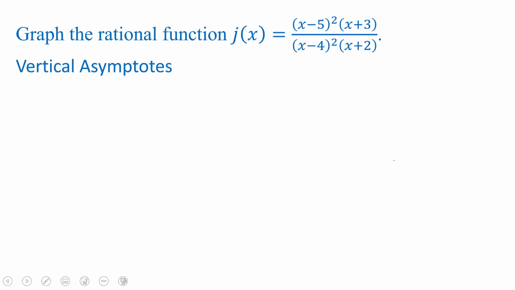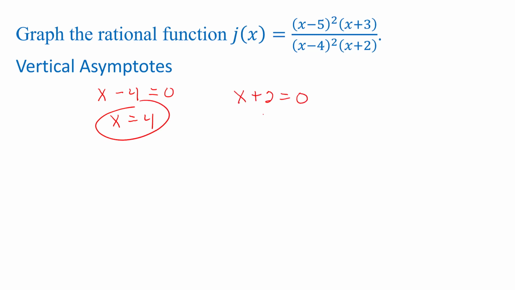For asymptotes, the vertical asymptotes come from the factors x minus 4 and x plus 2 in the denominator. Setting x minus 4 equal to 0 gives a vertical asymptote of x equals 4. Setting x plus 2 equal to 0 gives a vertical asymptote of x equals negative 2.